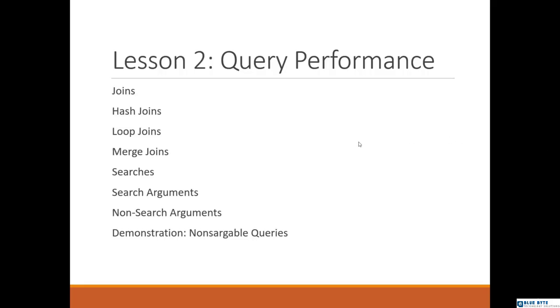Hello everyone. Now with the second part of performance, which is query performance. When we talk about query performance, we have different types of queries. We have joins, hash joins, loop joins, and merge joins, in addition, of course, to search arguments, etc. So what is about the query?